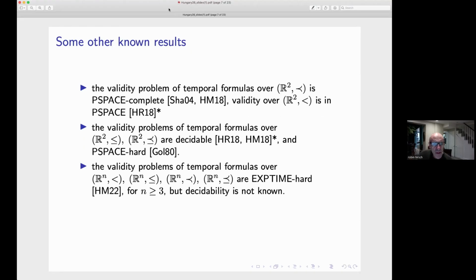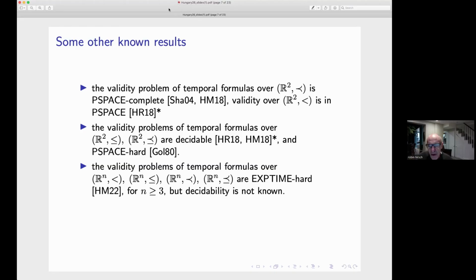We know a few more things about Minkowski spacetime with at least one space dimension now. We know that the validity problem with one space dimension but slower than light is PSPACE complete. The PSPACE hardness is a result of Shapirovsky, and the fact that it can be solved in PSPACE is a result of McLean and me.